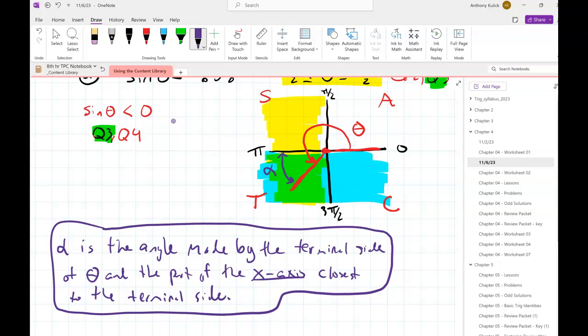The most common mistake students make in assigning their alpha is they put it between the terminal side and the y-axis. Always, always between the terminal side and the x. Everybody's good with that? It'll always be an acute angle, and it'll always be between the terminal side and the x-axis. Let's underline x-axis a couple more times to make sure we remember.